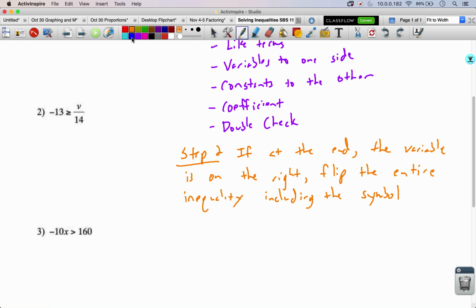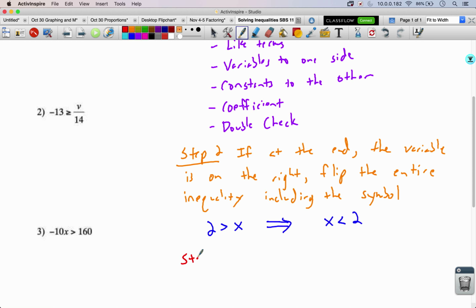So if at the end we have something like 2 is greater than x, we want to flip that whole thing to read x is less than 2. Notice it used to be pointing to the right, now it's pointing to the left. It still is opening towards the 2 in both of these.